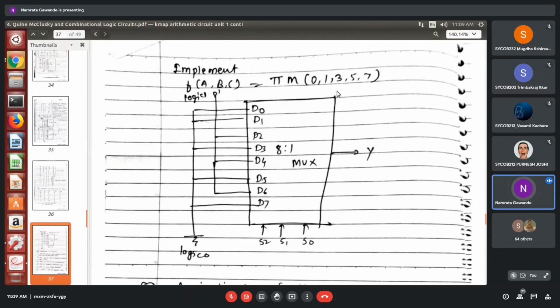And the rest, those that are not present, should be connected to logic 1. Just the reverse of the minterm case. Okay, just the reverse of SOP form you have to consider in a POS form. There we connected to logic 1, here we have connected the max terms to logic 0. That's it. Okay. So this is the one expression.